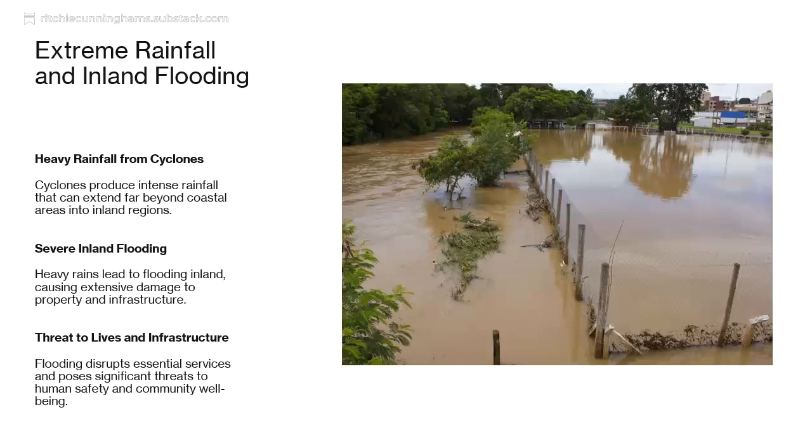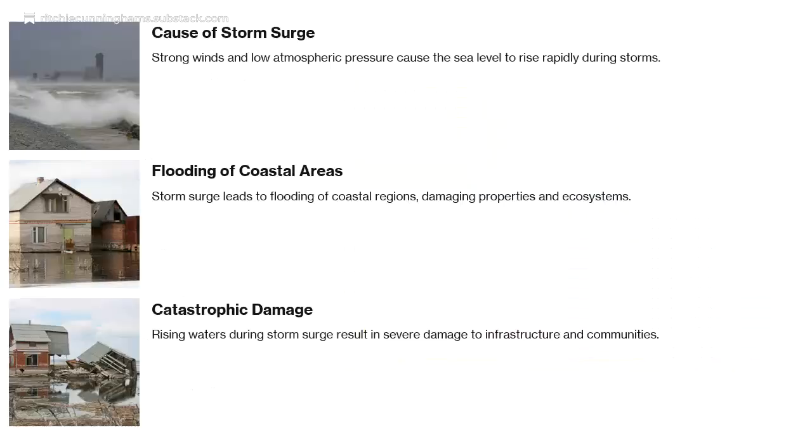Extreme rainfall and flooding. Warm air can hold large amounts of moisture, and tropical cyclones contain exceptionally warm, humid air. As this air rises and cools, it produces intense rainfall that can last for days. Flooding often occurs far inland, long after the storm has made landfall, particularly in river basins and low-lying areas.